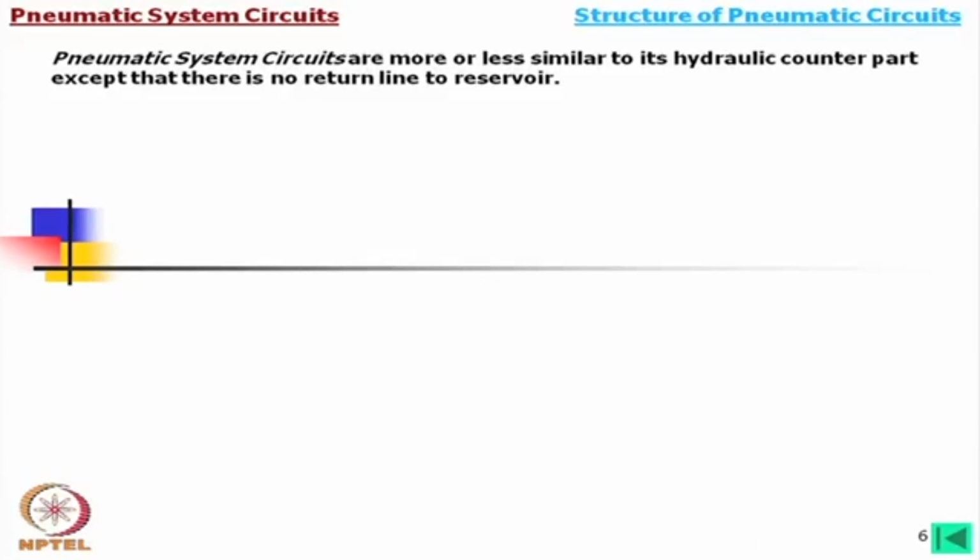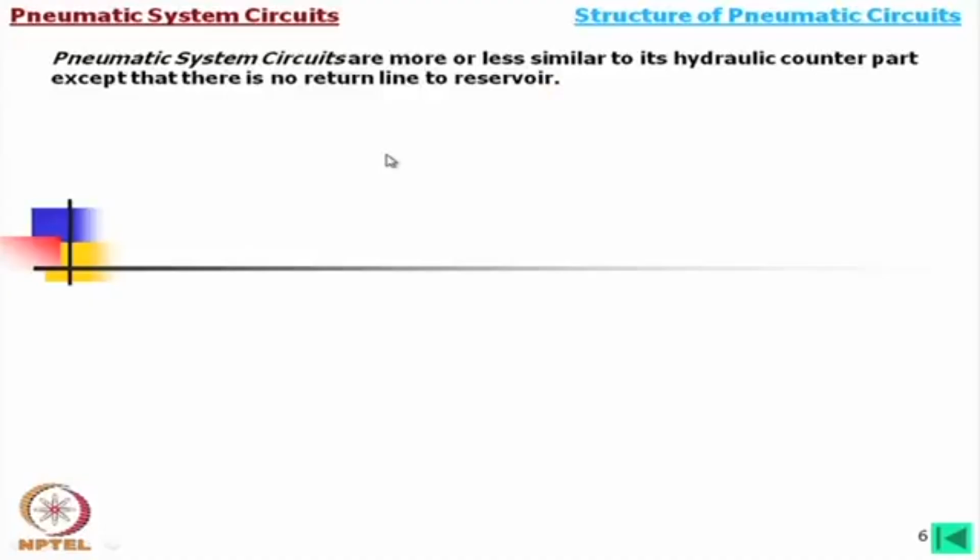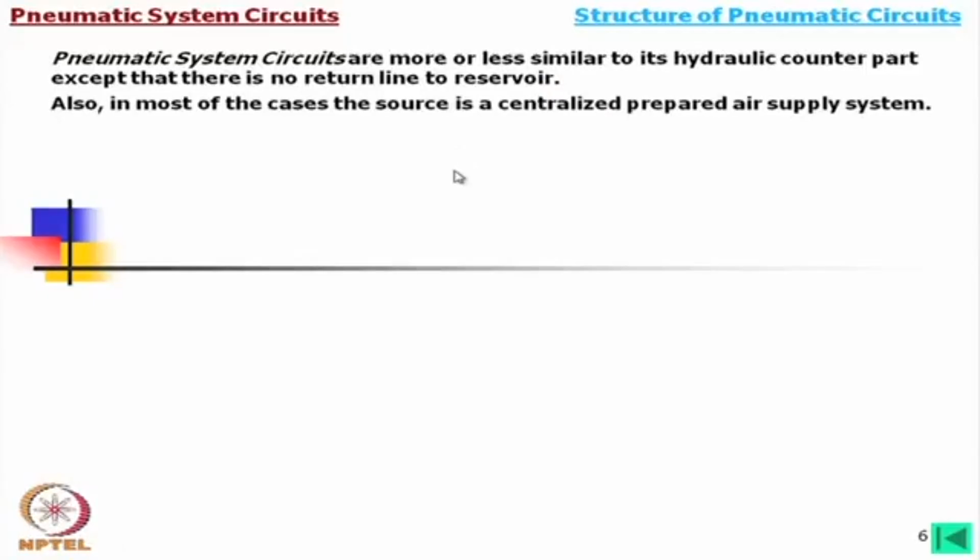Okay, now we shall come into the pneumatic circuits. So far what I have discussed is mostly about the air preparation and what should be the distribution line, etc. But now let us come to the pneumatic circuits used for the particular operations and machines. Now, this is more or less similar to the hydraulic counterpart, except that there is no return line to a reservoir, because the air is released to the atmosphere.